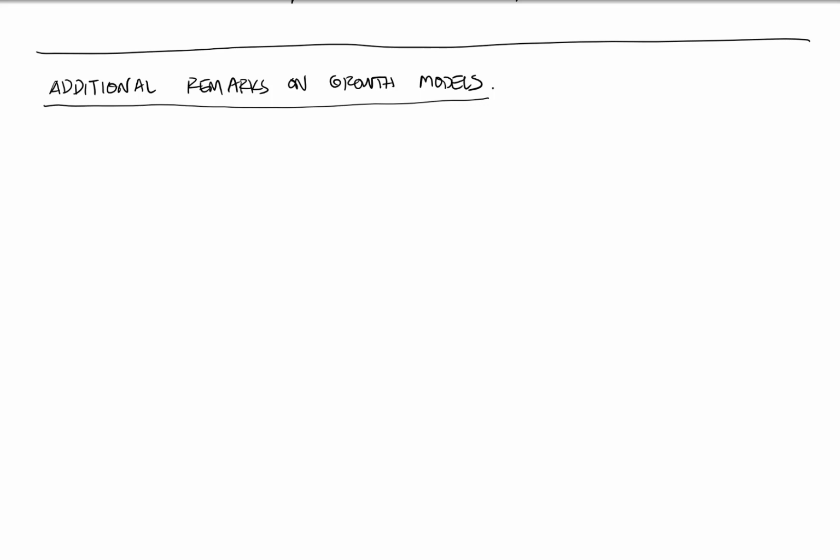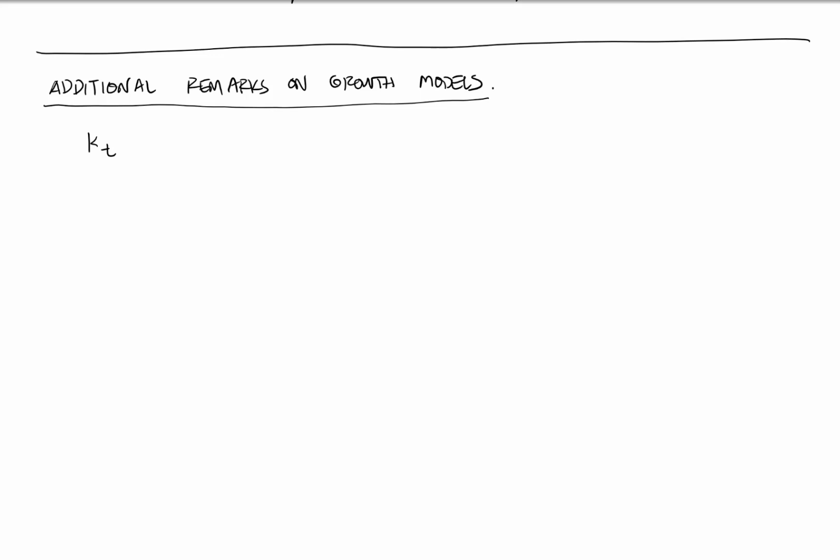Okay, I've decided that it may make sense for me to make a few additional remarks on growth models. The first remark I'm going to make is about a notational difference. Up to now, I've been talking about the population at time t. I've been using notation k sub t.